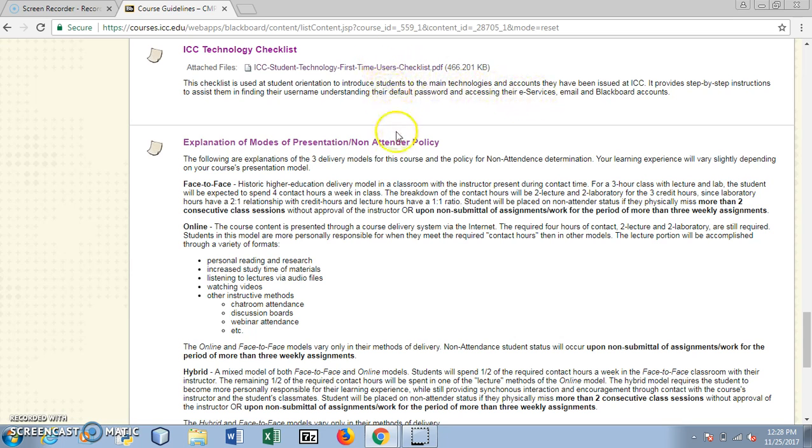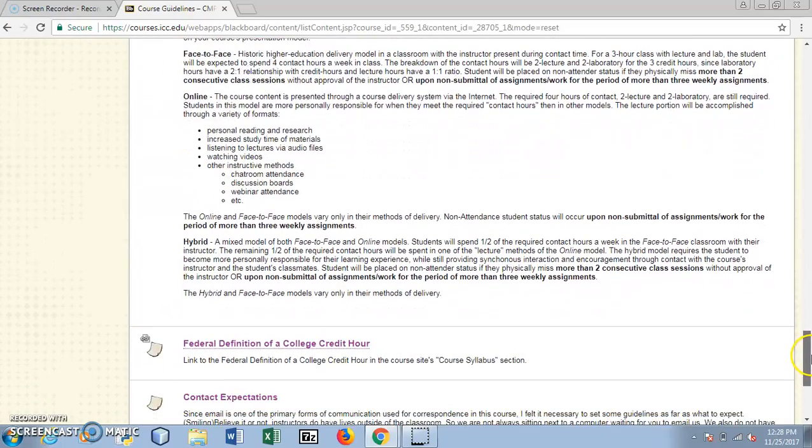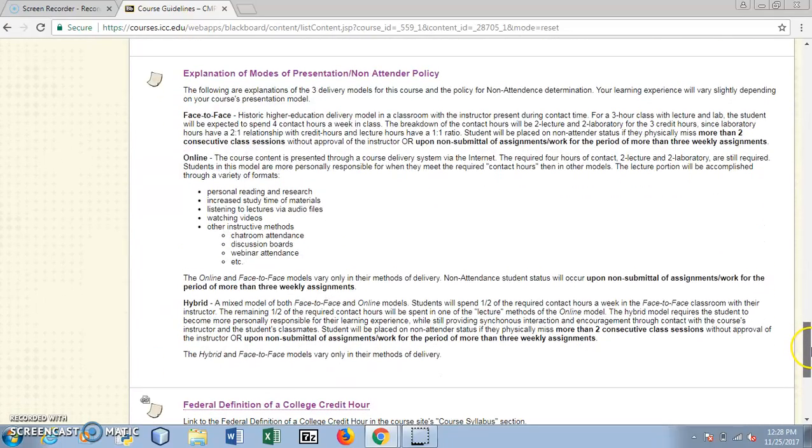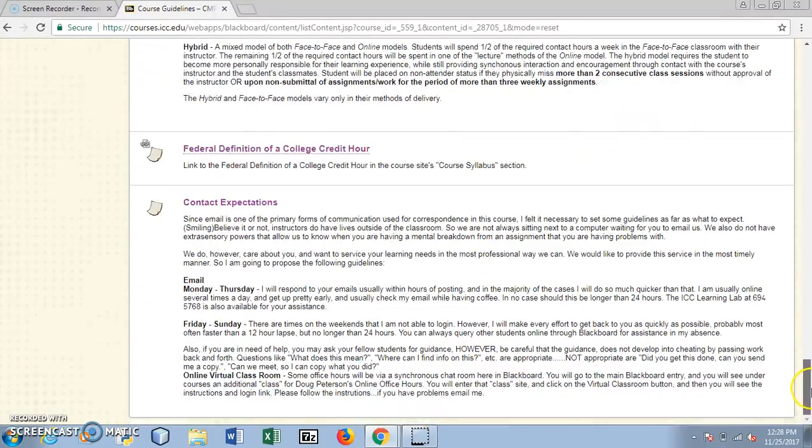I'm sure your school's helping you, but we do have a checklist. I also have an explanation of different modes. I present all my classes the same. It doesn't matter, again, what mode you're in. It just depends on how much physical time you spend with me. I already went over the federal definition of a credit hour, and contract expectations are given here. Normally, I'm going to get back to you in 12 hours or so. I mean, again, it could be 30 minutes. It just depends on what time of day you get a hold of me. So make sure you go over that.